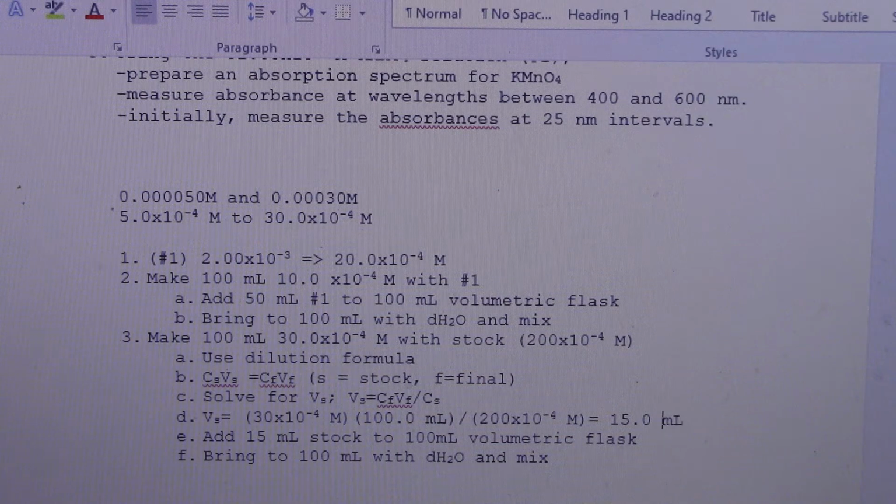Okay. And what I'm going to do is add 15 mils of my stock solution to a 100 mil volumetric flask, and then add water until it gets to 100 mils, and that'll be my mix. And I'll label and I'll have these labeled. Okay, so that's the calculations. Okay, so I'm gonna turn this off and get set up, and then I'll make up the solutions.